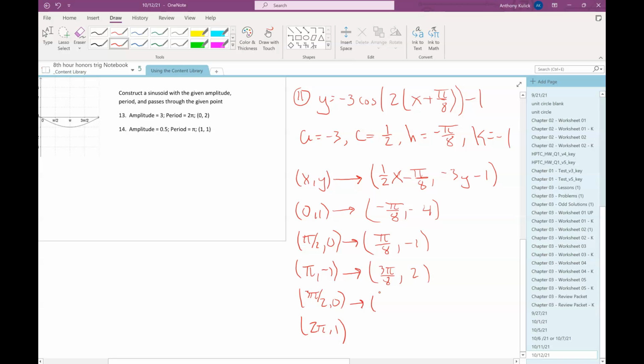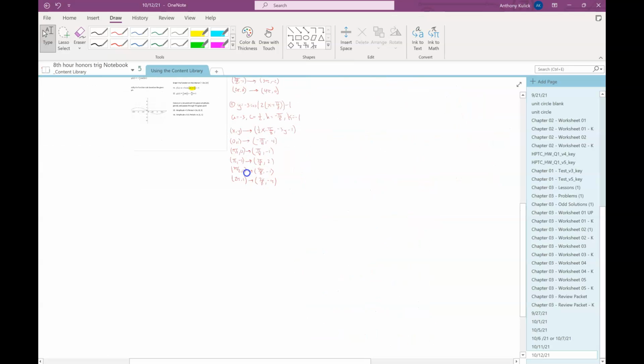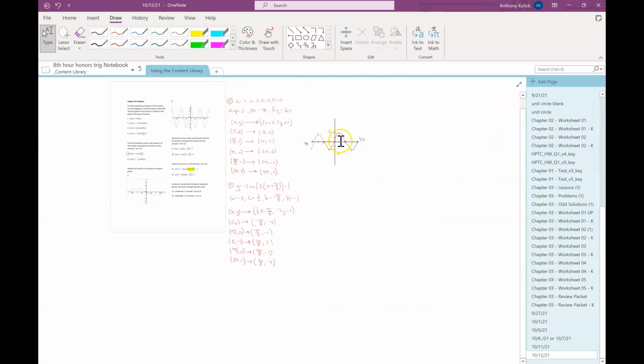That's going to be 3/4 minus 1/8. I think that's got to be 5/8. And that's -1. And then we have pi minus 1/8 is 7/8. And then that's -4 again. That feel okay so far? Okay, now I just need to draw the graph.